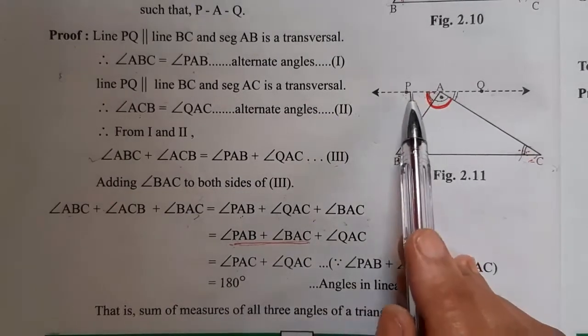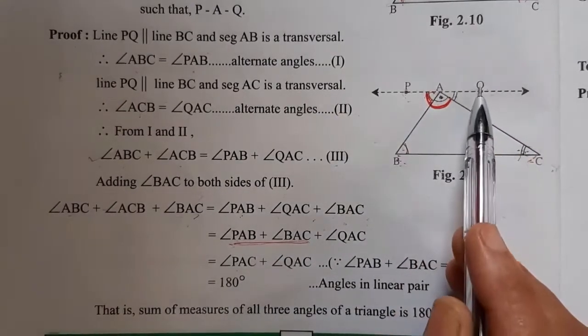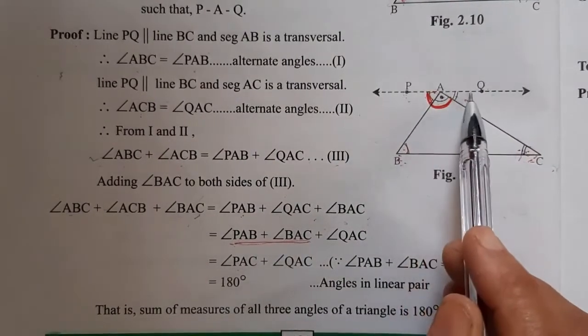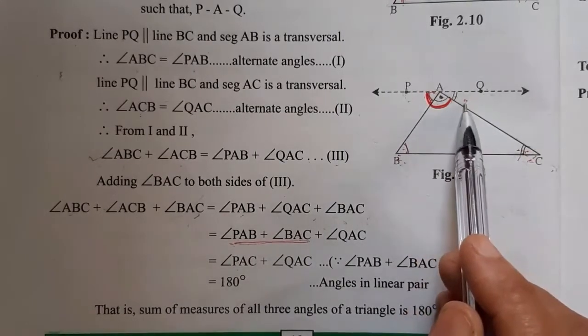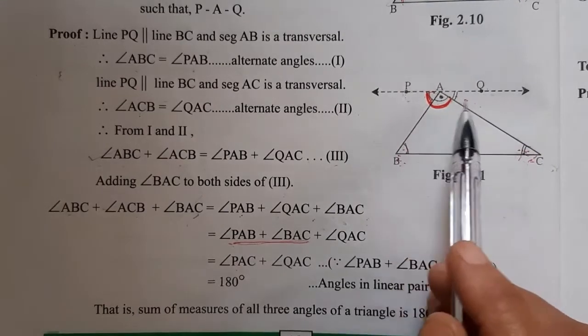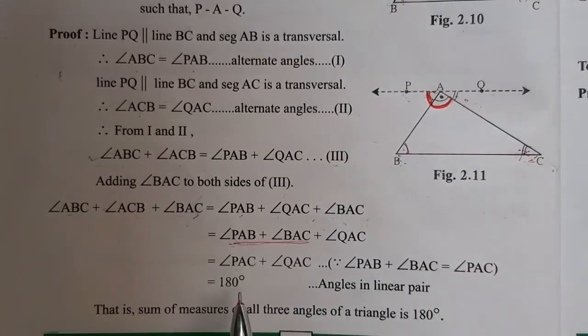Okay. Now here angle PAC and angle QAC, these two angles are in a linear pair. See these two angles, this one and this one. So these two angles are in a linear pair, and the measure of angles in a linear pair is 180 degrees. So here angle ABC plus angle ACB plus angle BAC equals 180 degrees. That means the sum of the measures of all three angles of a triangle is 180 degrees.